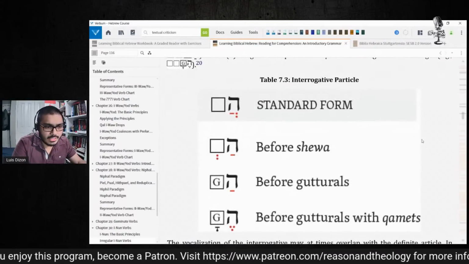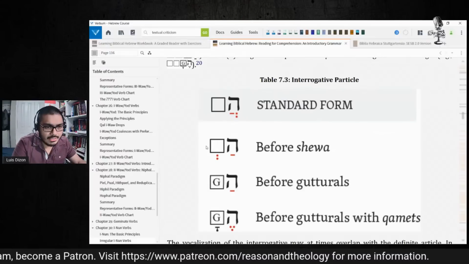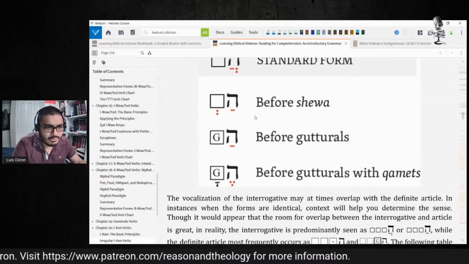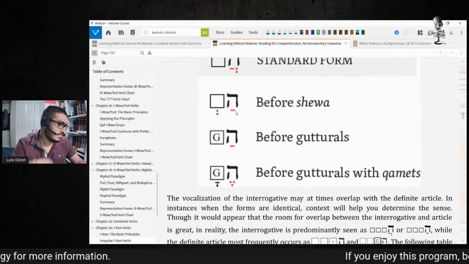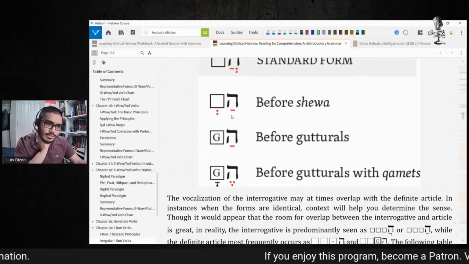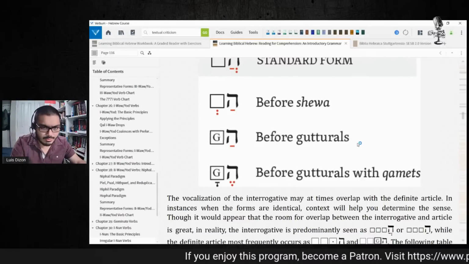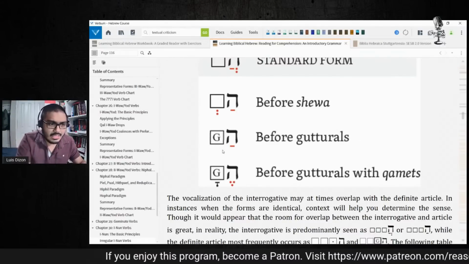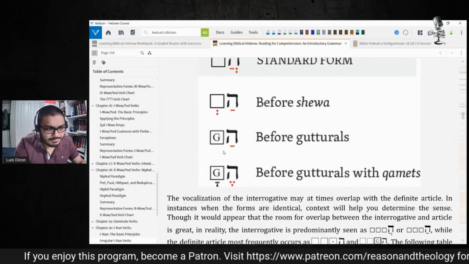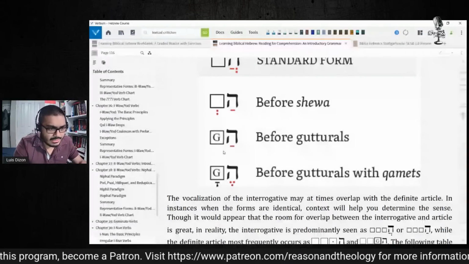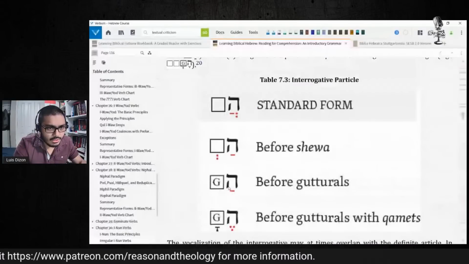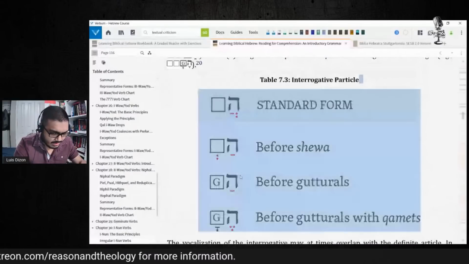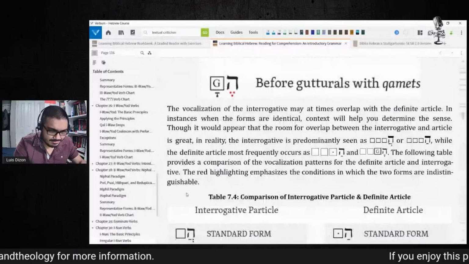There are a few modifications to it that sometimes happen. Before a shva, the shva on this will drop out and it becomes just a patach. This can be very confusing because then it becomes indistinguishable from a definite article. Same thing if it's before a guttural. And if it's a guttural with a qamets, it becomes a segol. Context will usually tell you if it's a question.